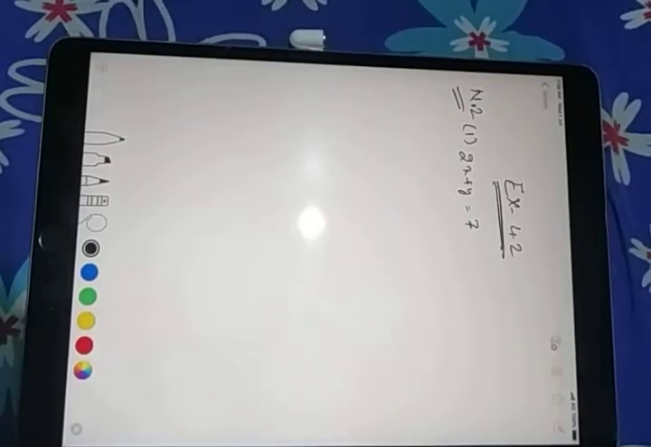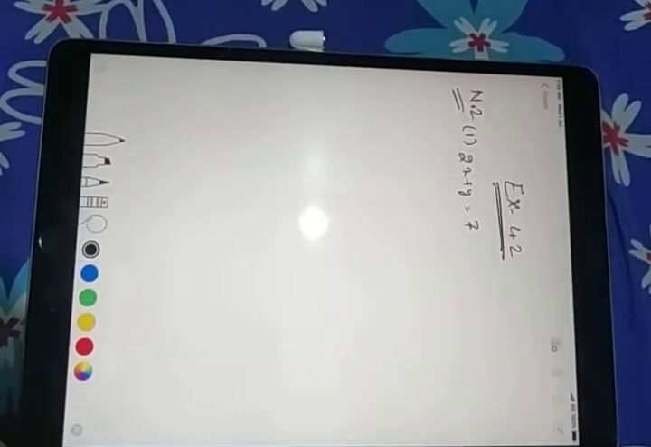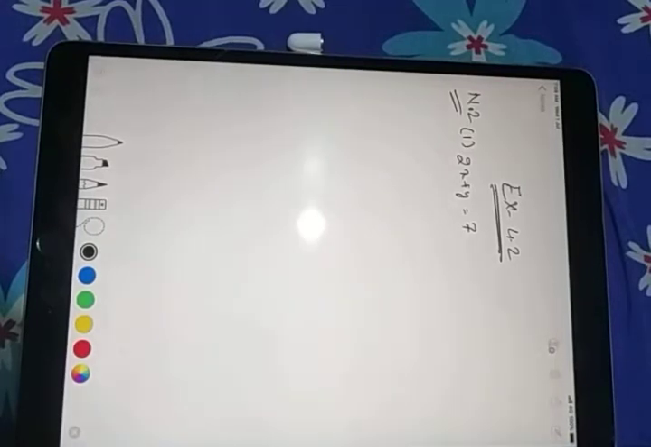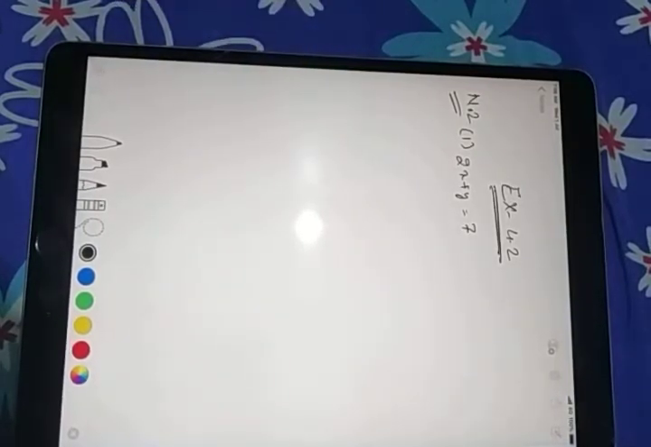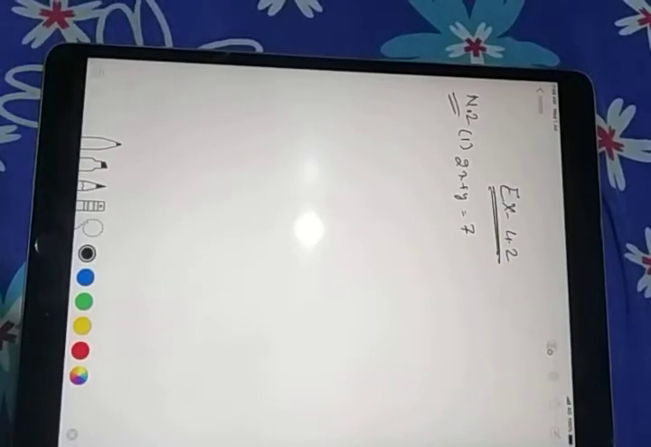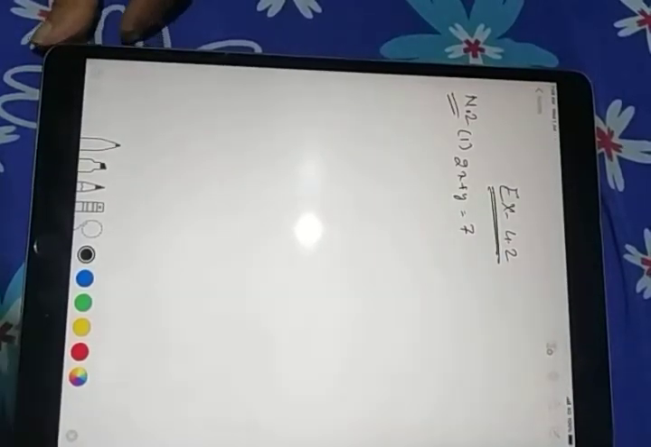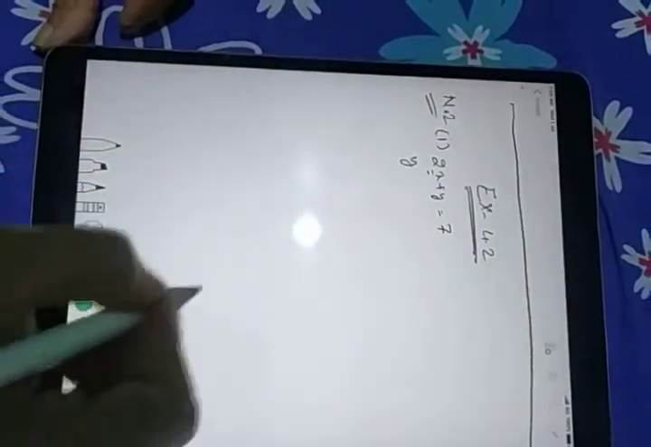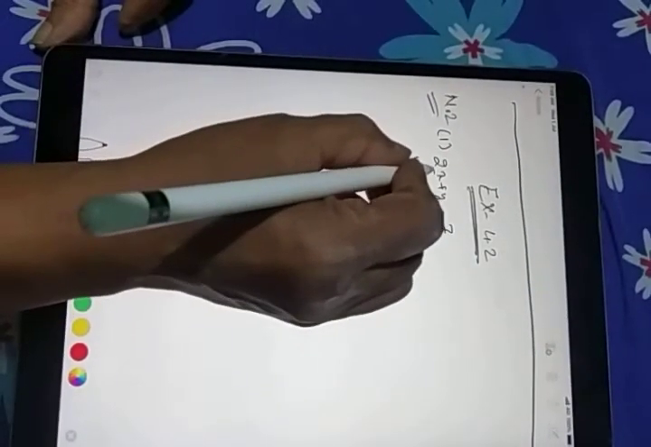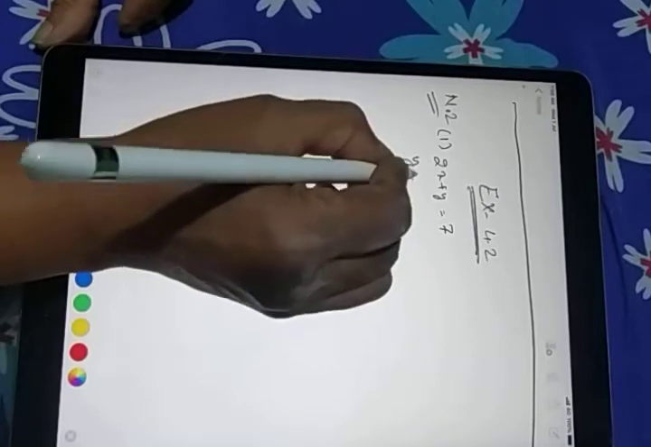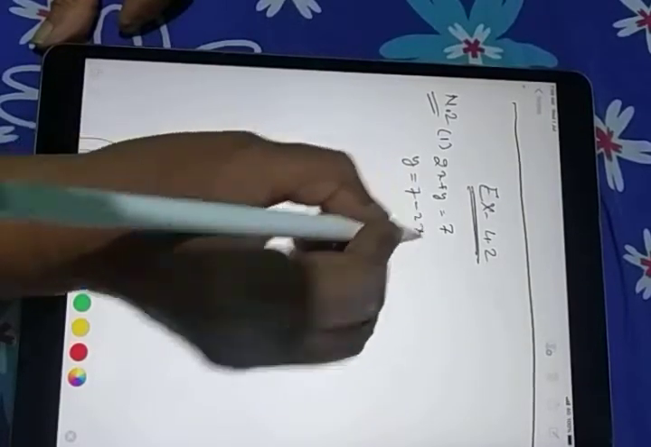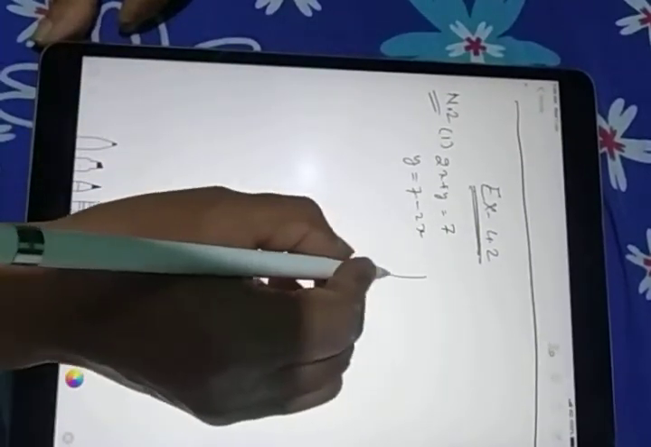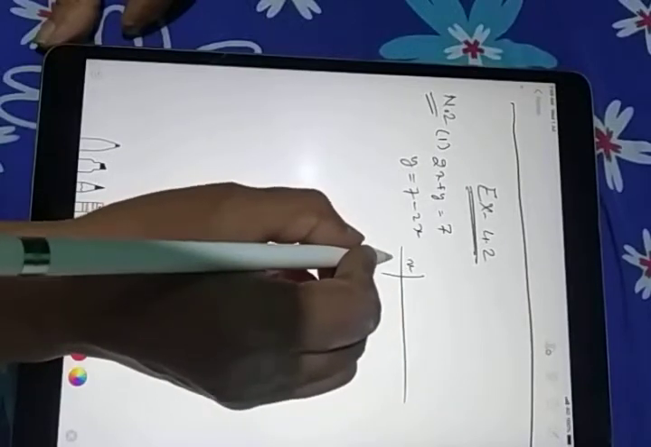Now we'll solve question number 2 of exercise 4.2, in which the equation is 2x plus y equal to 7. We have to find 4 solutions of each of the following equations. So here you can write y equal to 7 minus 2x, and accordingly you can directly find the values of x and y.